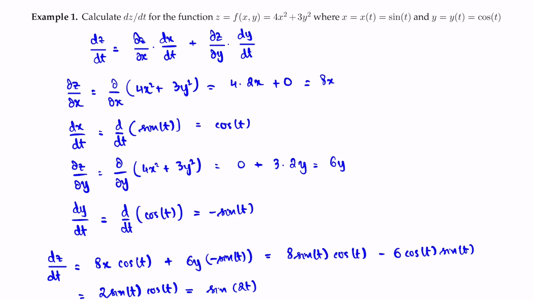Another way to look at this problem is that you can first substitute x equal to sine of t and y equal to cosine of t into the function. Now the function z depends on t only. So what do I mean by that? You can do z equal to 4 times sine squared of t plus 3 times cosine squared of t. And then you take the derivative of the function with respect to t directly. Okay, and you should arrive at the same answer.